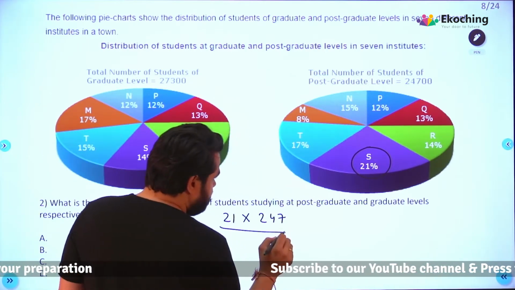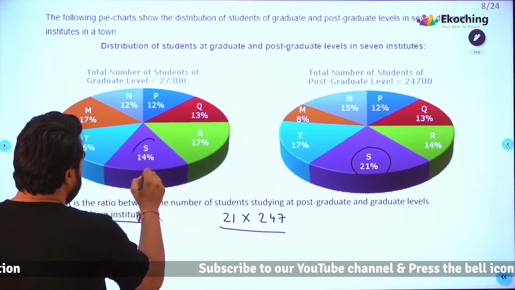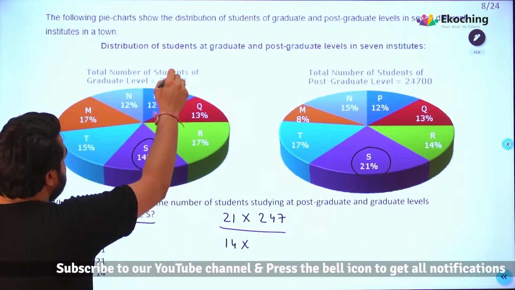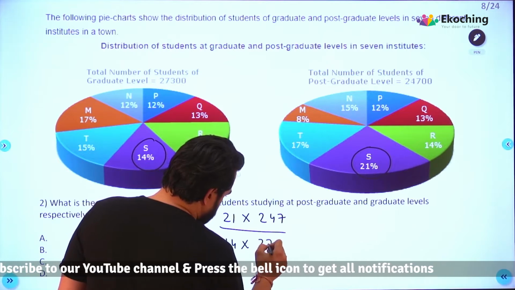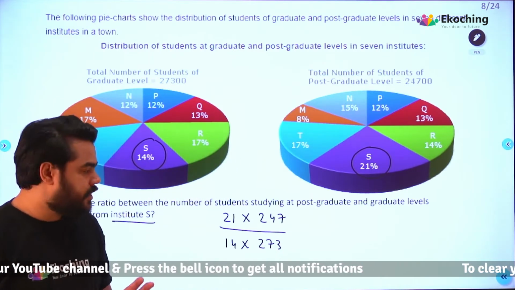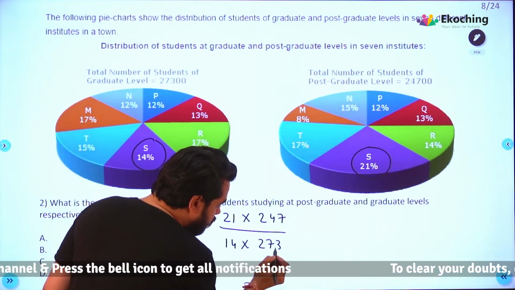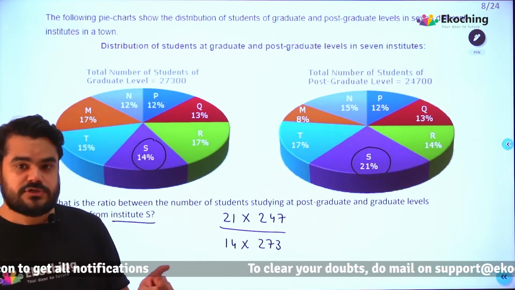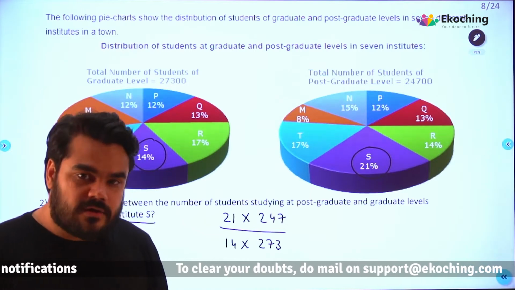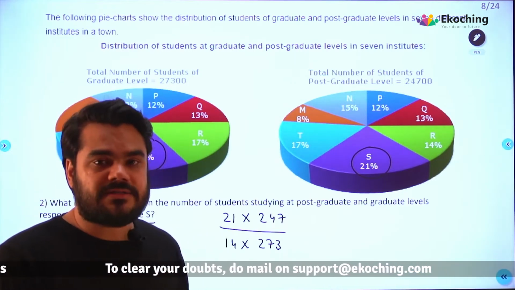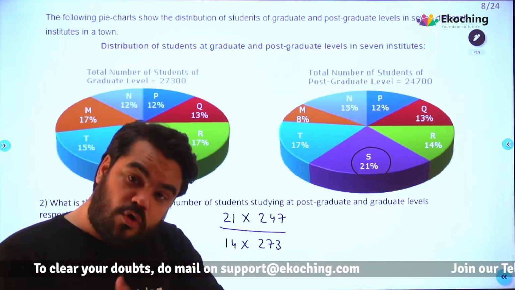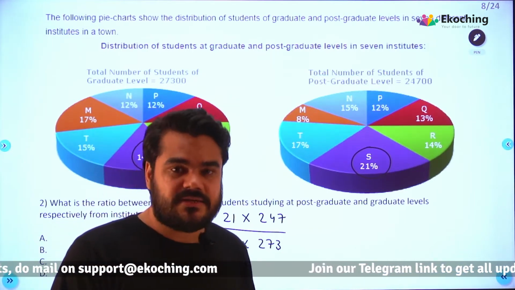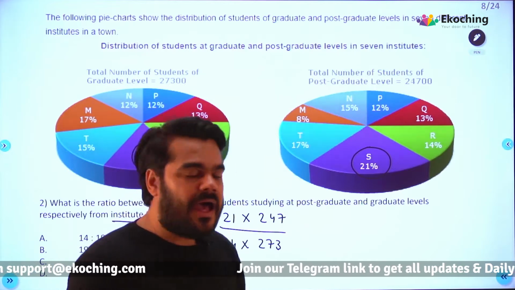And the denominator is graduate from S, 14% of 273. Did you notice how conveniently I did not write 24700 and 27300? I'm reducing my rough work while I'm understanding the data. I'm already solving while I'm understanding the data. This is the difference. This is how you can cultivate the habit.